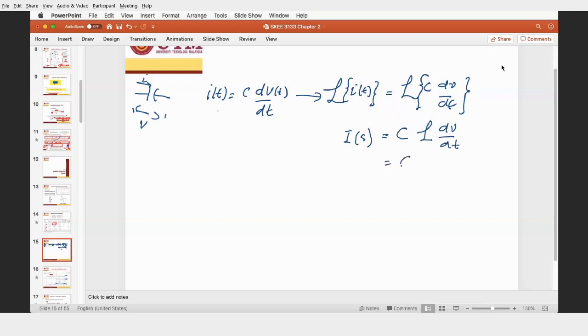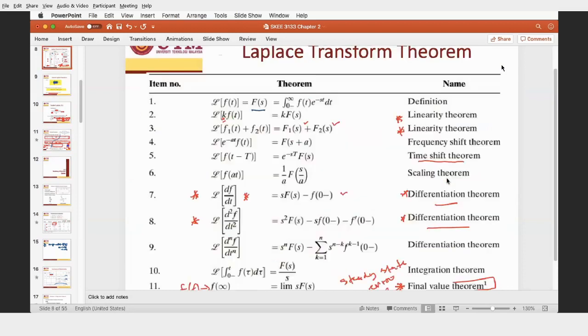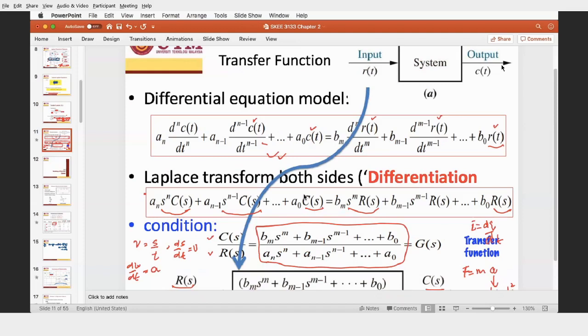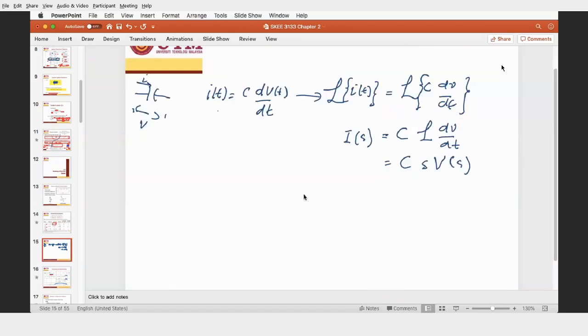So if you use the theorem, you can get sV(s). Laplace dV over dt, you can get sV(s), where we assume that the initial condition equals 0. So you use the first order differential equation. We assume that the initial condition is 0, so this one becomes 0. Finally, you can get sF(s). If your function is V, it becomes V(s). If your function is I, it becomes I(s). So any function f(t) becomes F(s). You refer to the table for the first order differential equation.